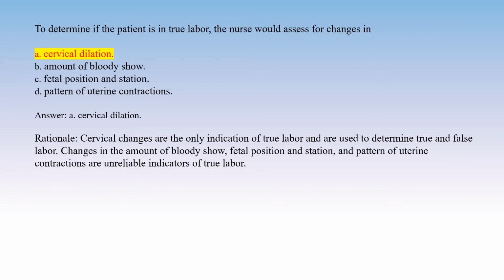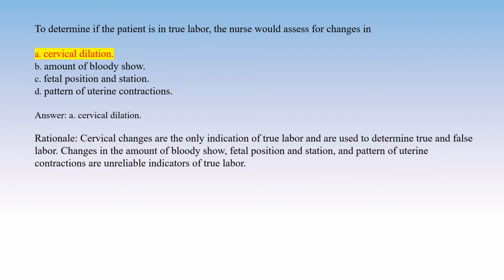Answer: A. Cervical dilation. Rationale: Cervical changes are the only indication of true labor and are used to determine true and false labor. Changes in the amount of bloody show, fetal position and station, and pattern of uterine contractions are unreliable indicators of true labor.